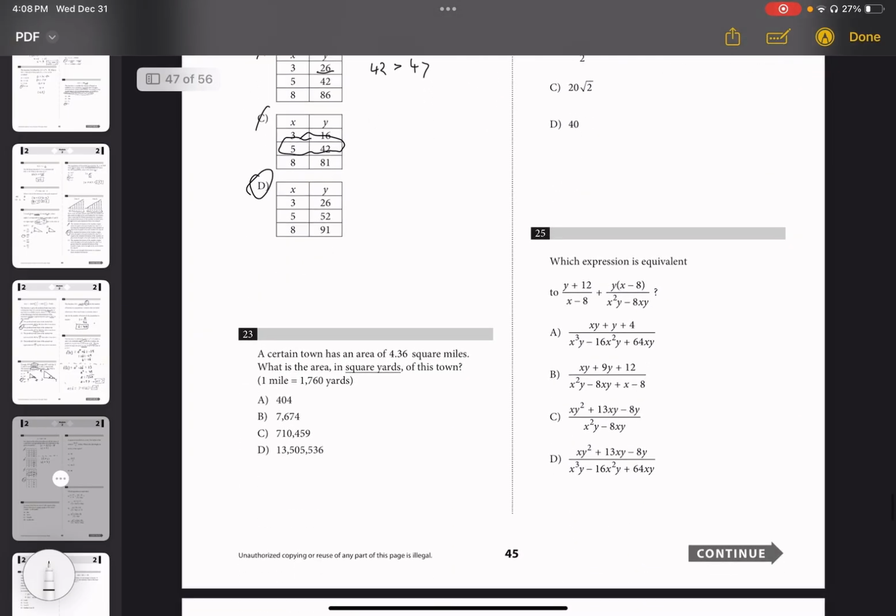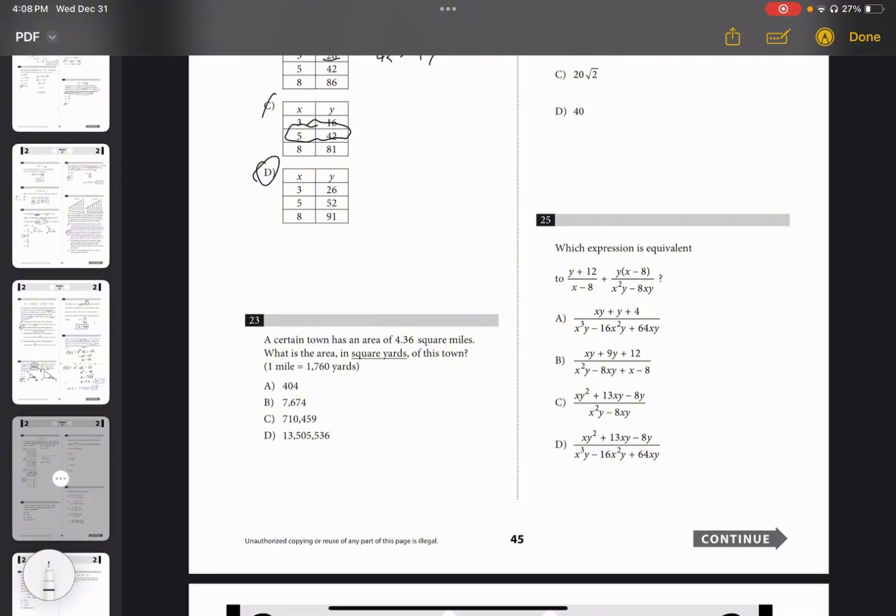Once again, question 23. A certain town has an area of 4.36 square miles. What is the area in square yards of this town? So this is a stoichiometry problem. You're going to do conversions of units. So we have 4.36 square miles, so miles squared. And to get rid of the miles squared, we convert it to square yards.